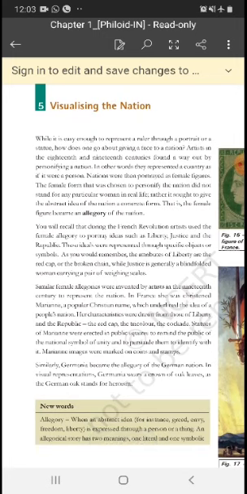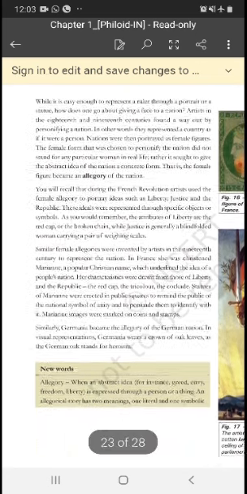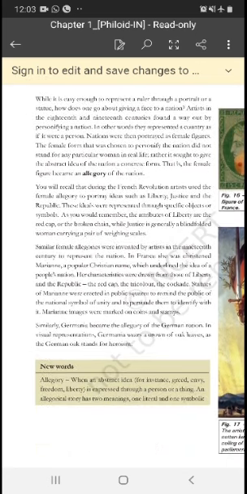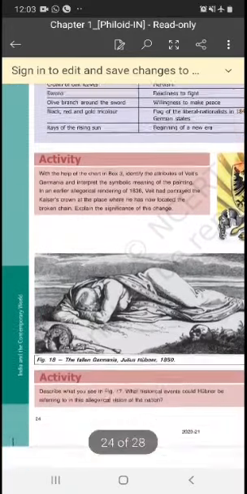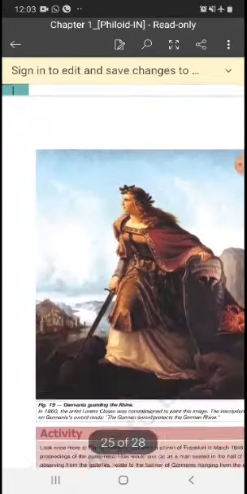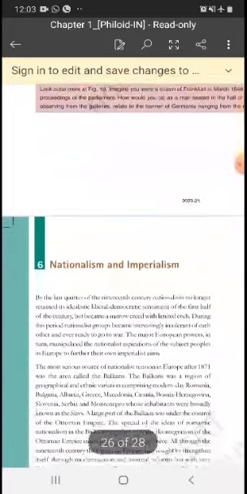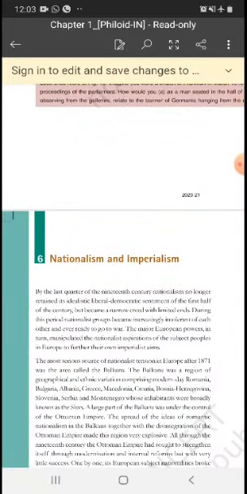Liberty is represented by the red cap or the broken chain. Justice is a blindfolded woman carrying a pair of weighing scales. This is how they could visualize the nation, their nation. Now, nationalism and imperialism.